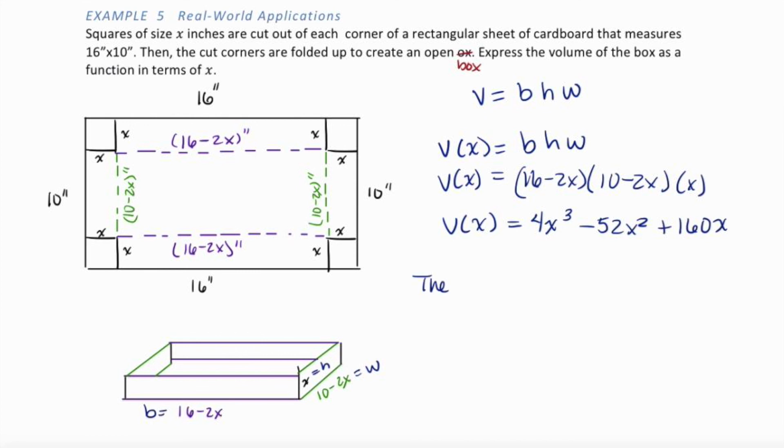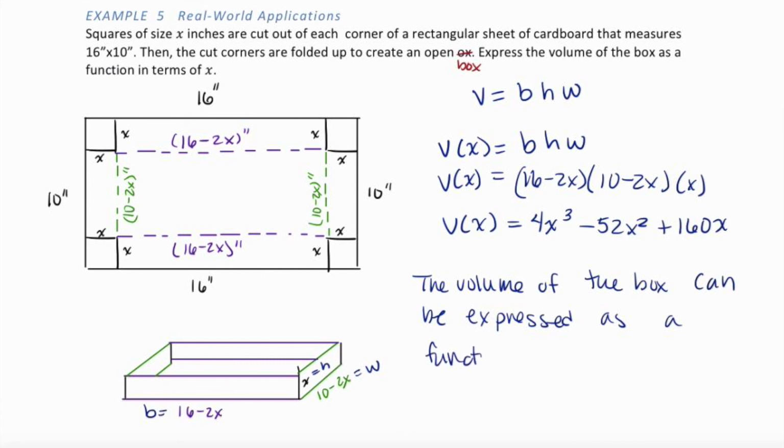So the volume of the box can be expressed as a function of x as follows. So V of x equals 4x cubed minus 52x squared plus 160x. And this concludes the video for section 3.4.